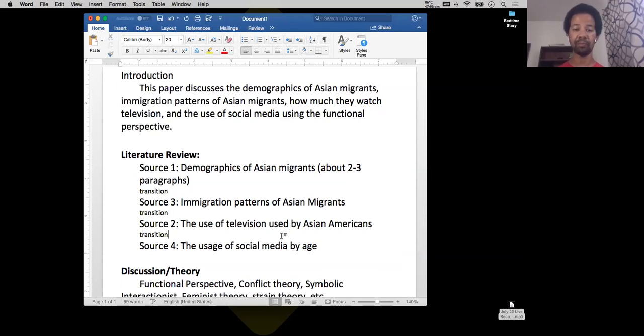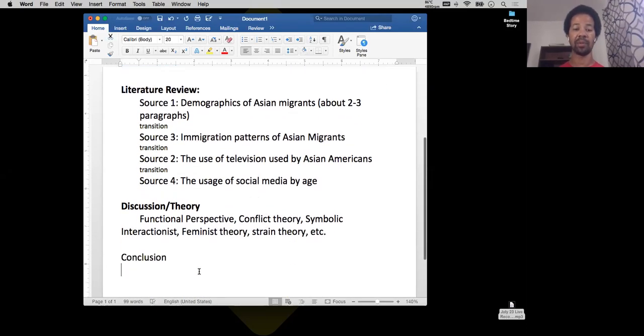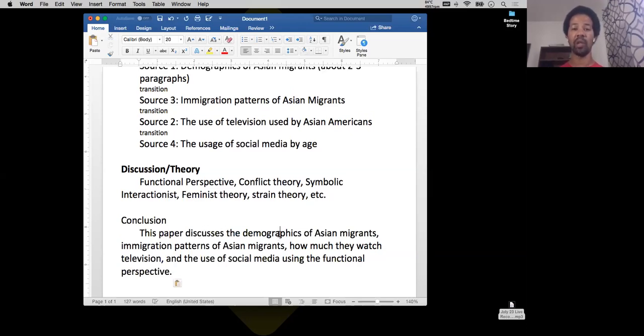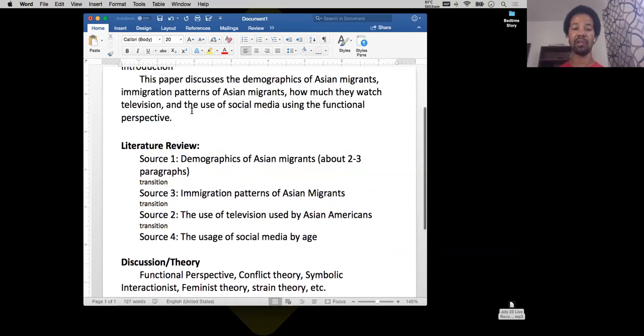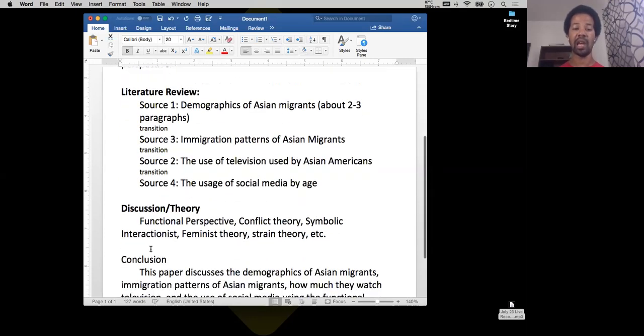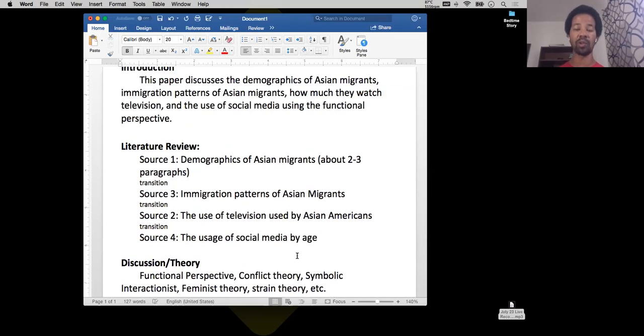There we go. Now I can write the introduction because I have the literature review and I also have the discussion. The conclusion concludes the paper by restating what was in the paper. And that's why I write the introduction and the conclusion at about the same time, because they read almost identical.